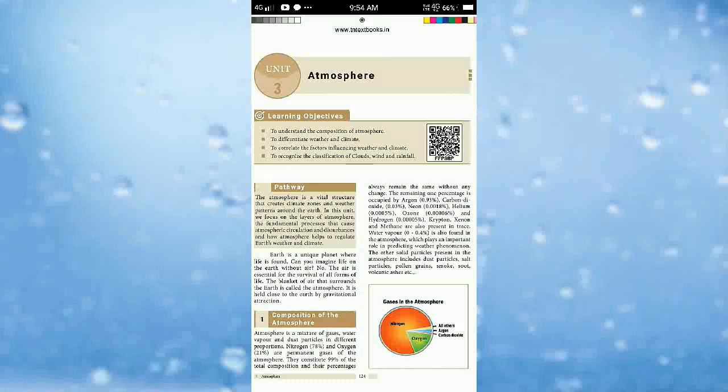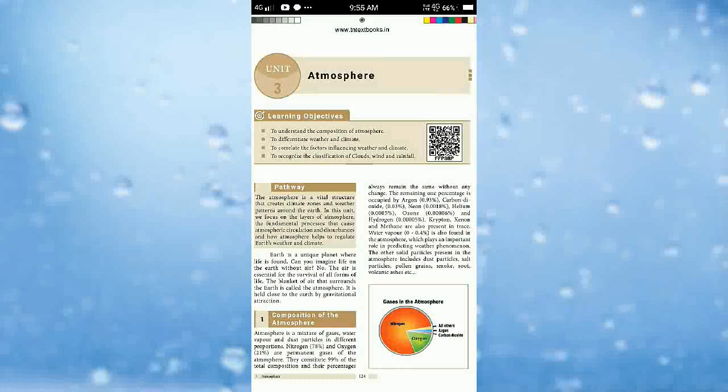Now I am going to give a small introduction about the atmosphere. Earth is a unique planet where life is found. Can you imagine life on the earth without air? No. The air is essential for the survival of all forms of life. The blanket of air that surrounds the earth is called the atmosphere. It is held close to the earth by gravitational attraction.